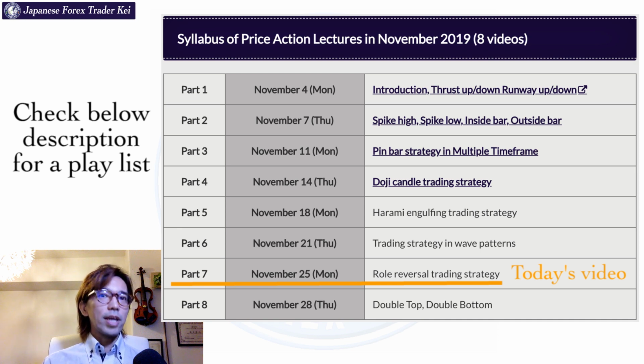Also, I'll be showing my real trade example by this strategy so that you will also get to see how exactly I'm trading by this for your reference.